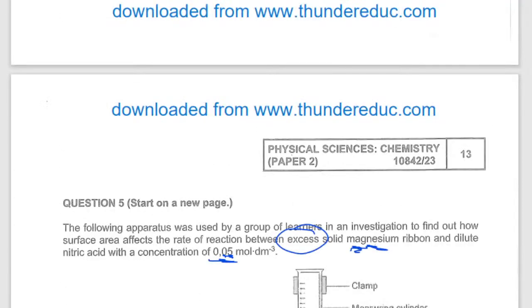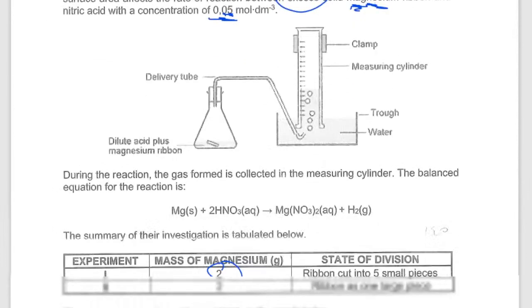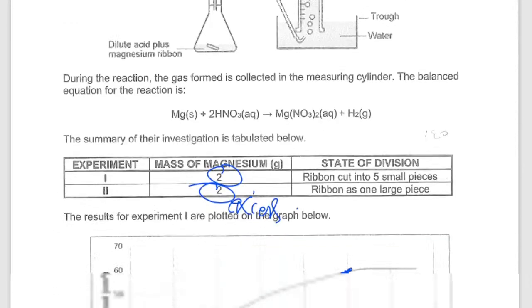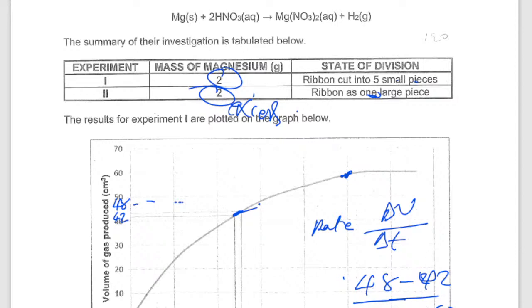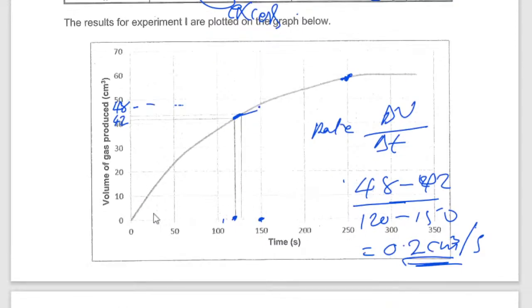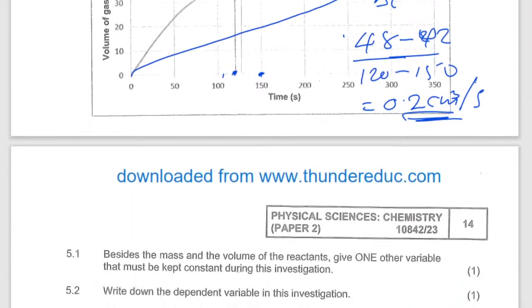Experiment 1. Yeah, look at the division. This one is cut small. Definitely, this one is one large piece. So for the reaction, the graph is going to be less than, or it's going to decrease. If you look at even the slope, if they asked you to redraw, it would have been like that maybe. You understand? So the rate is slow, so it's going to decrease.